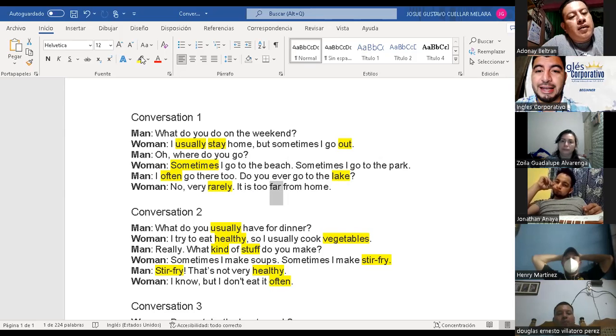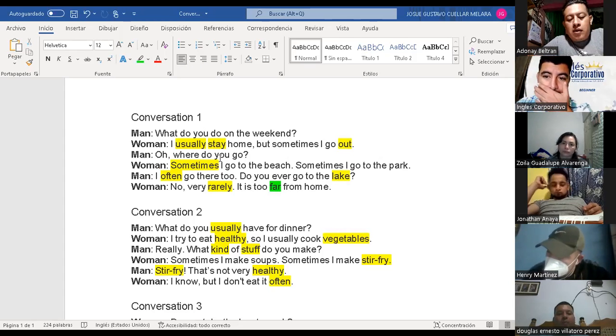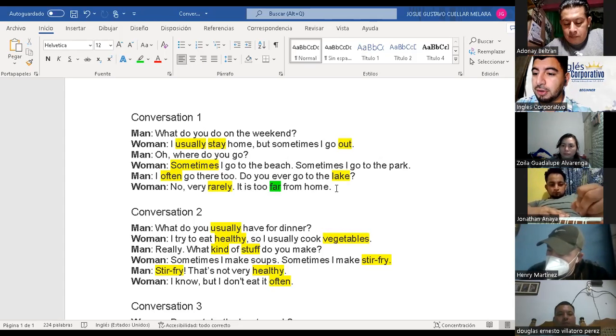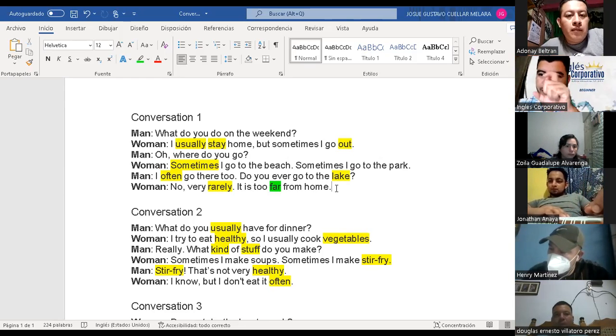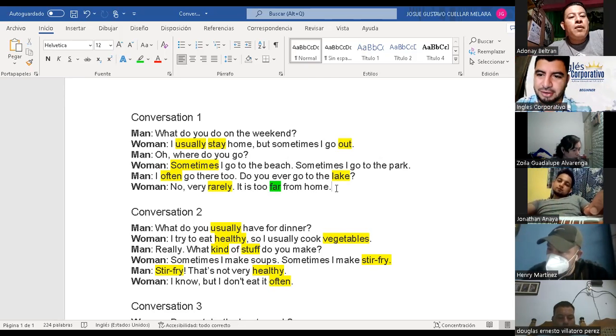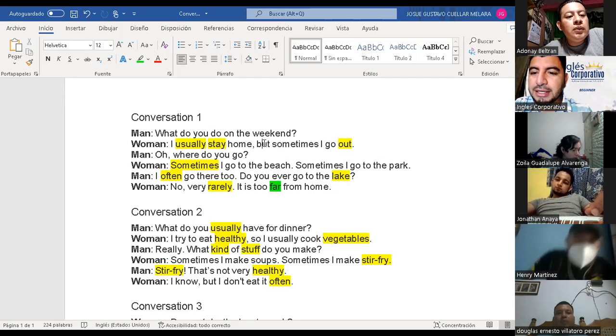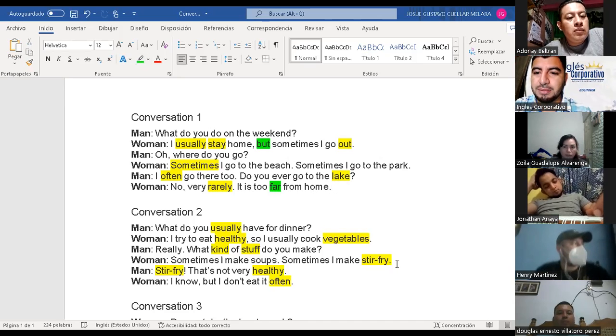Far significa lejos. Los que han visto la película de Shrek, cuando va a un reino muy, muy lejano, ahí en las letras aparece far, far away. Far, far away. Entonces, lejos, lejos, lejos. En el caso de but, ok, but. Creo que se entiende, ¿verdad? Se entiende el significado. Creo que no hay problema con esto, ok.